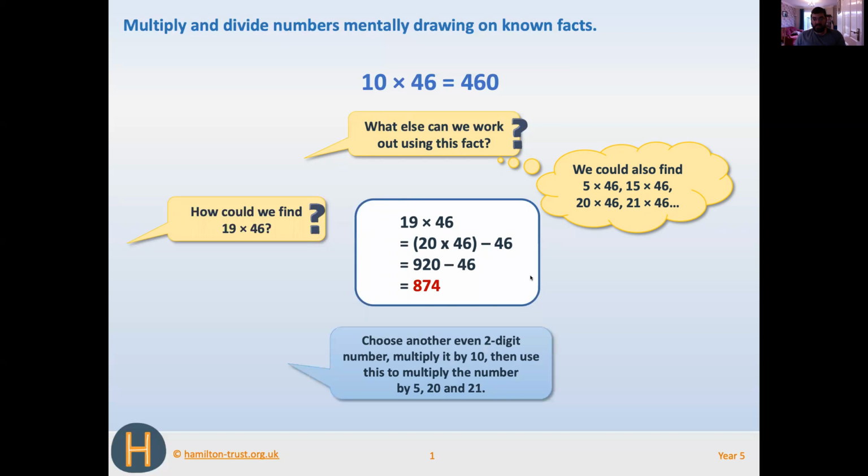So there's lots of different things. Maybe you could do one now. Have a go. Could you think of one? You could pause my video if you want to and think of a 2-digit number, and then you could use it to find 5 times that, 20 times that, and 21 times that if you know 10 times that. Have a go. So did you do it? If you did, well done. If you didn't, we're going to move on anyway.